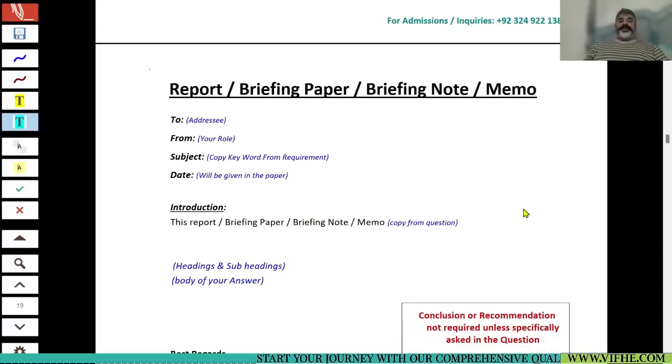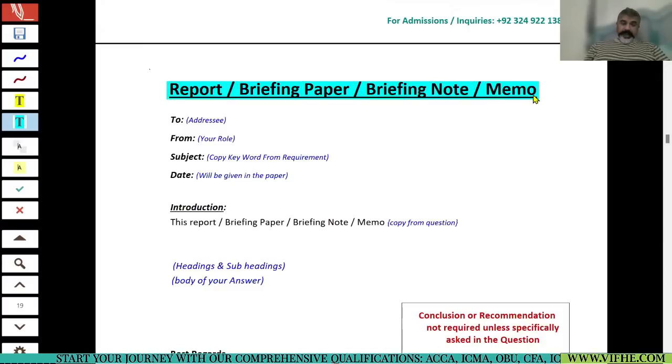So the first one is called report or briefing paper or briefing note or memo. This is the format which is tested most frequently. 80% of the time, this format is tested in most of the requirements. Either it can be a report, it can be a briefing paper, it can be a briefing note, or a memo. So this simplified format can apply on all these 4 situations.